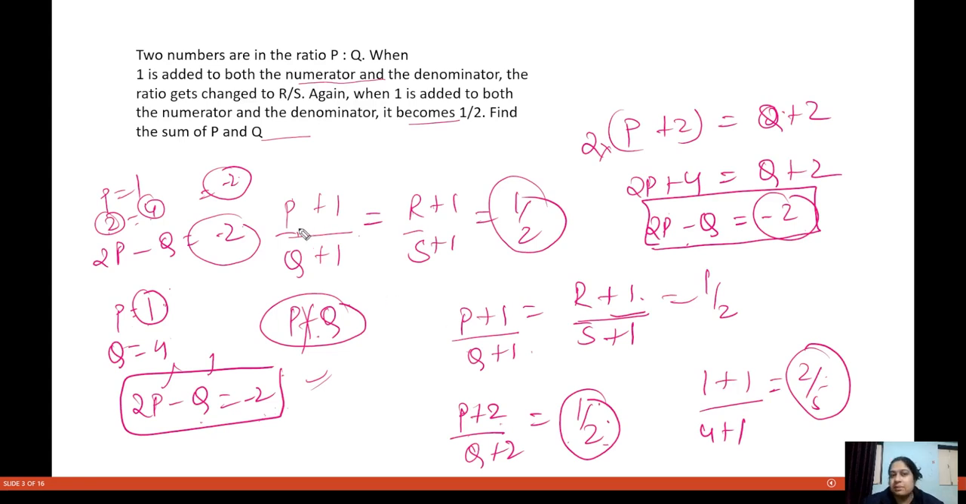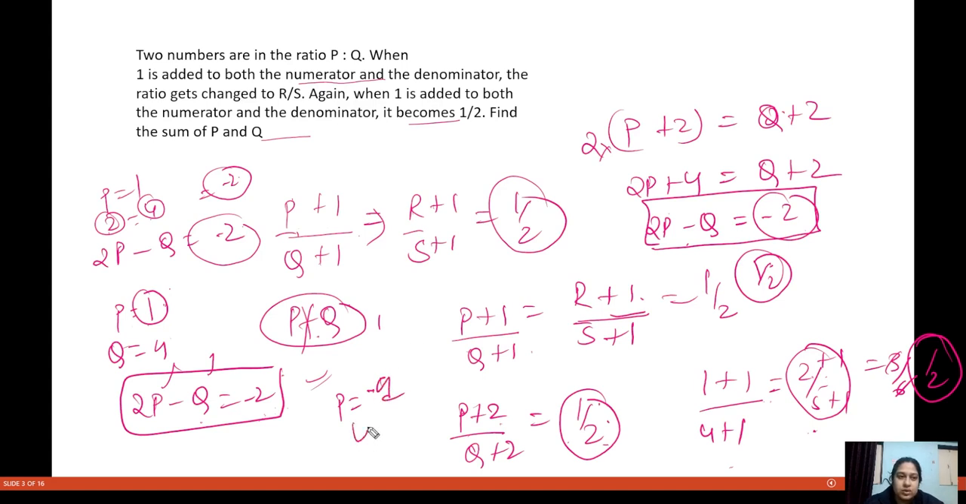And when we put plus 1 here and plus 1 here, now this becomes 3 by 6. So now we have 1 by 2. All right, so that means if we put P equal to, let's say, 1 and Q equal to 4, then this will become equal to 1 by 2.